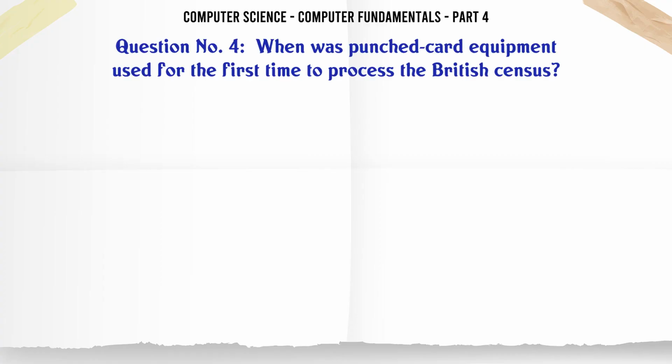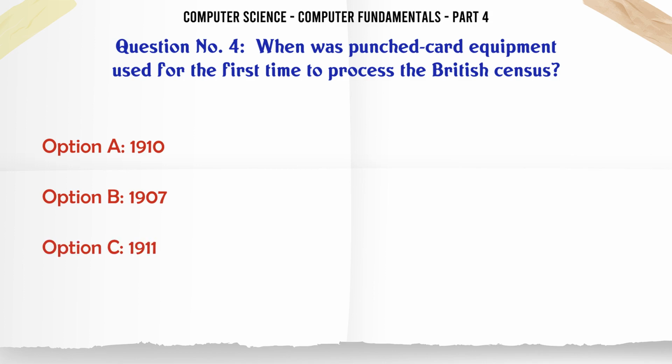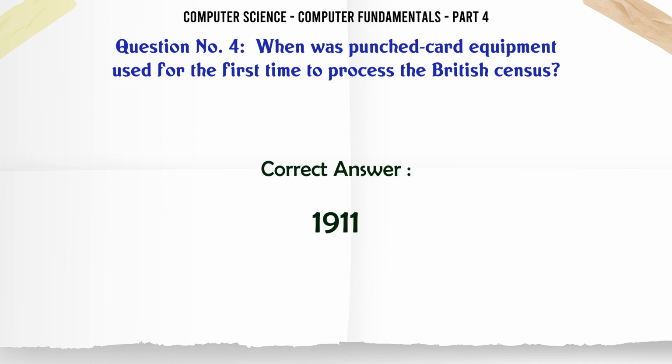When was punched card equipment used for the first time to process the British census? A. 1910, B. 1907, C. 1911, D. 1914. The correct answer is 1911.